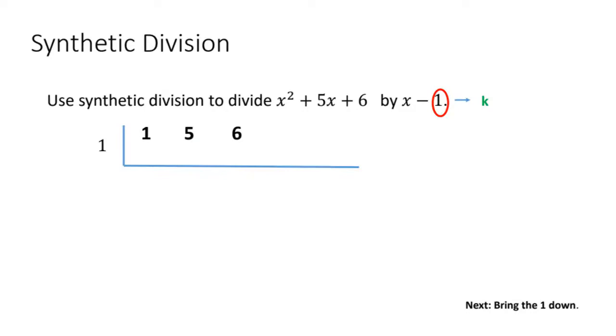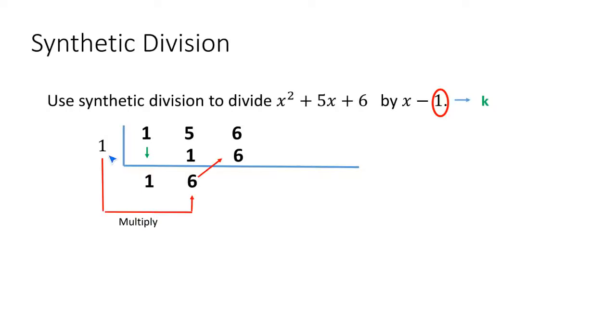Okay, so then the next step is to bring the first number down. And then we're going to multiply it times the k. So 1 times 1 is 1. And then we're going to add. So 5 plus 1 is 6. And then we're going to follow the same process. 1 times 6 is 6. And 6 plus 6 is going to be 12. Okay. So now that we're done, we need to write what our remainder is and what our quotient is.